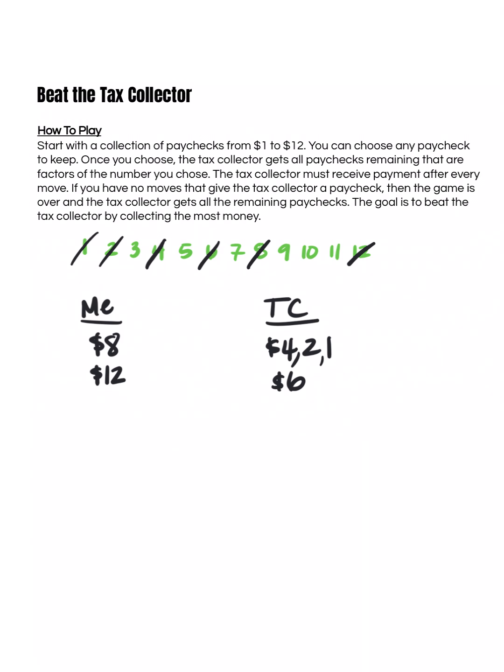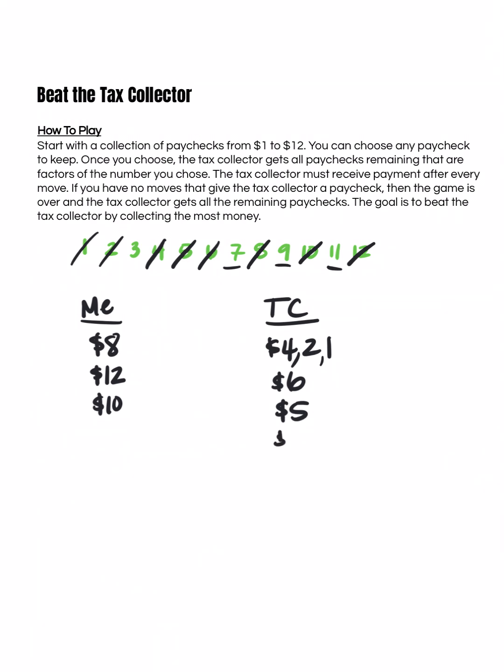So what other choices do I have? I could take the 10 because there's a factor left, which is a 5. And again, the tax collector would take that one. So the choices that I have left, 11, 9, and 7, I'm not allowed to take any of those because 11 and 7 are prime, so their only factor is 1, which is already gone. And then I can't take the number 9 because there's no factors of 9 left over.